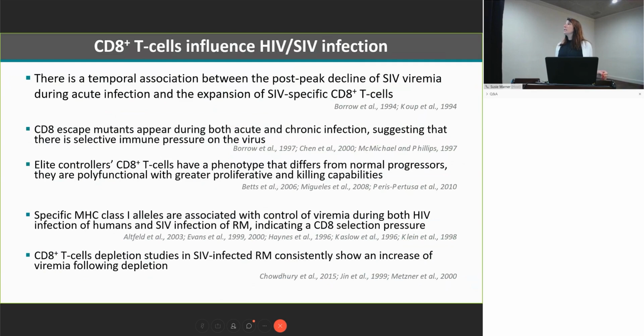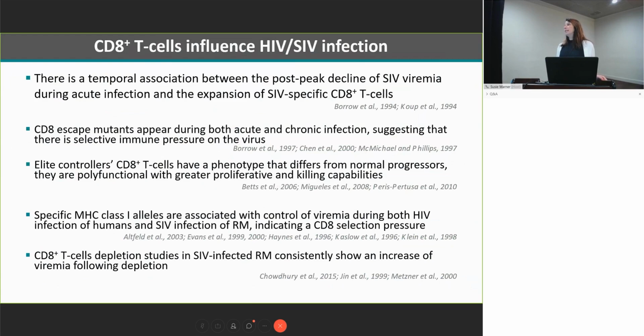Also, the CD8 escape mutants appear during both acute and chronic infection, suggesting that there is a selective immune pressure on the virus. And we know that elite controller CD8 T cells have a phenotype that differs from a normal progressor. They are polyfunctional with greater proliferative and killing capacities. And then specific MHC class I alleles are associated with control of viremia during infection.